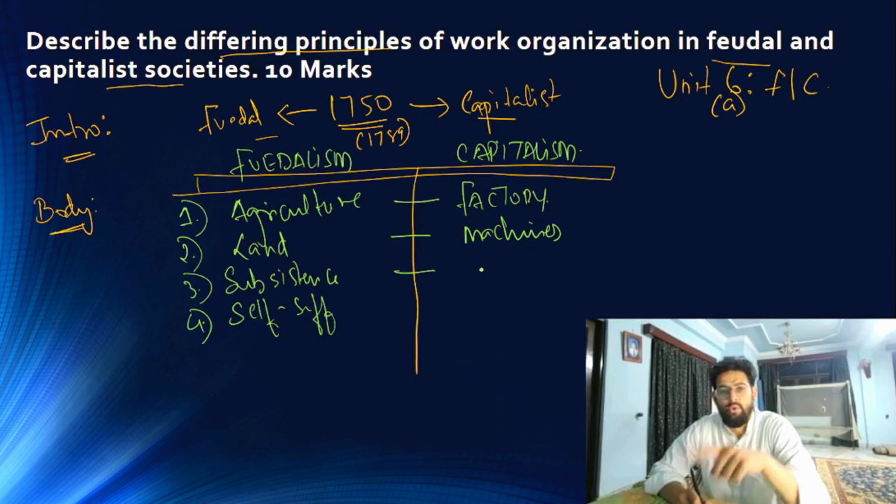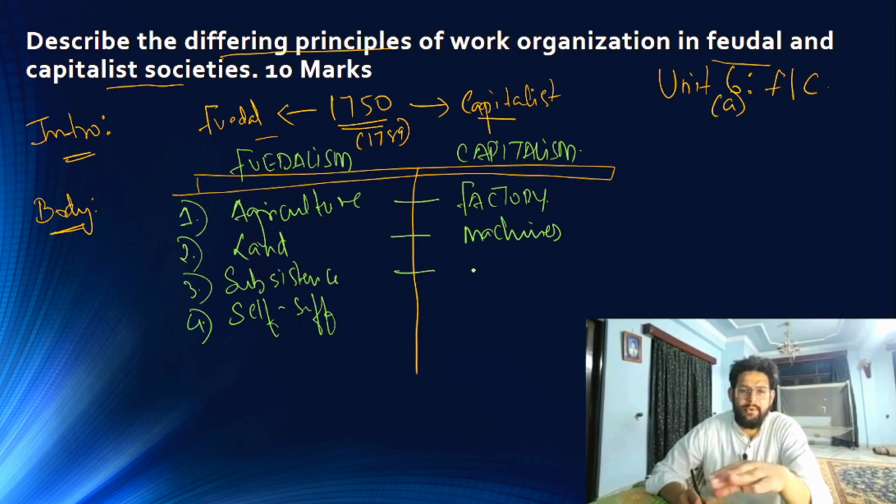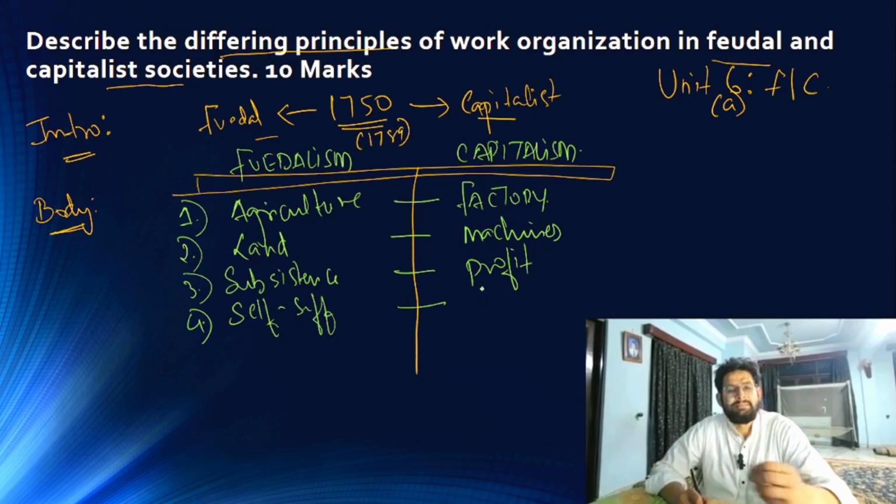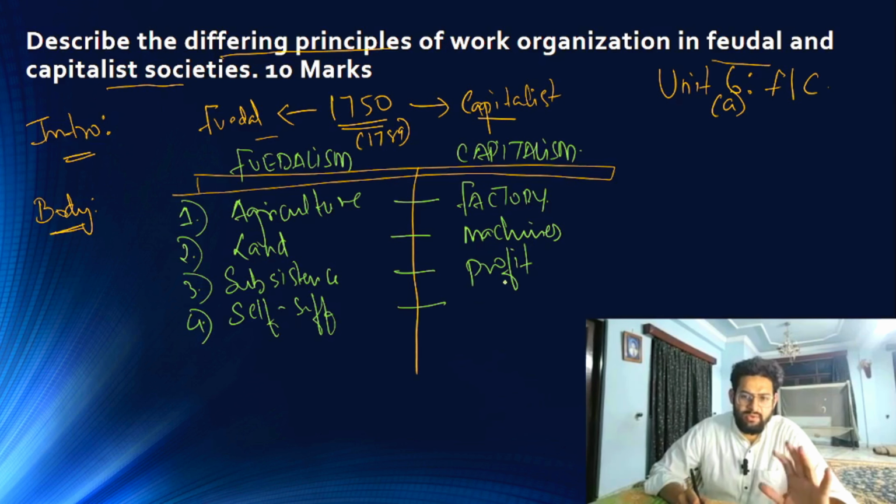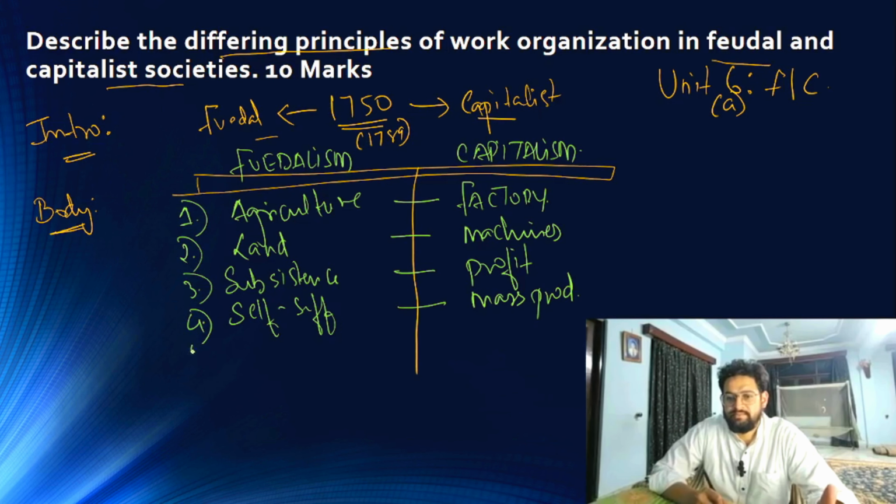But when you go to a capitalistic society, the production is not minimum. Why will the production take place? Not just for consumption, but the main motto of production is to have the maximum amount of profits. So subsistence versus profit orientation, self-sufficiency is exchanged with mass production that will take place. So this is also one primary difference.